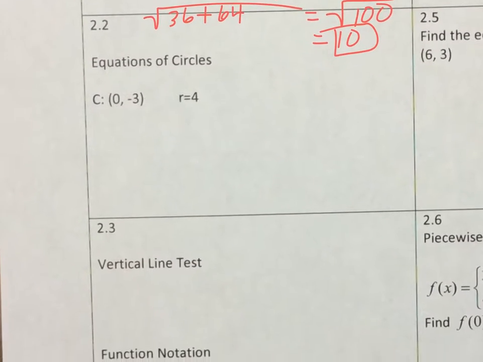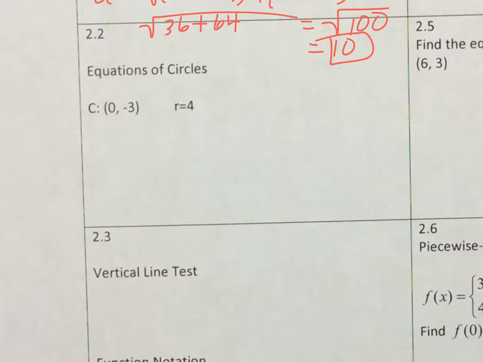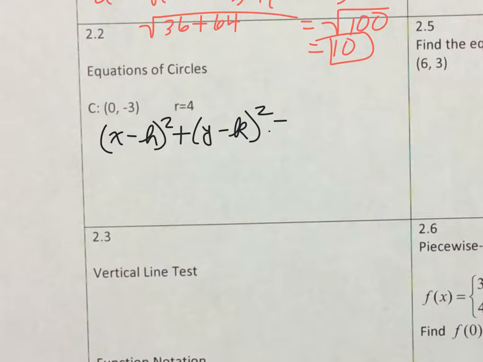In Chapter 2, Section 2, we discussed equations of circles. And so you're going to need to know the center radius form of the equation of a circle, which looks like that. So if I gave you the center and the radius and asked you for the equation, all you'd have to do is plug into the formula.